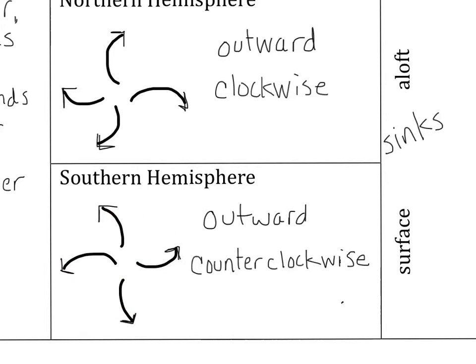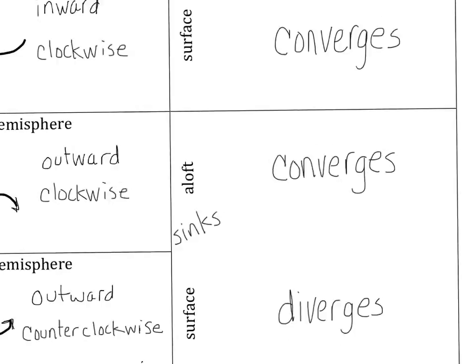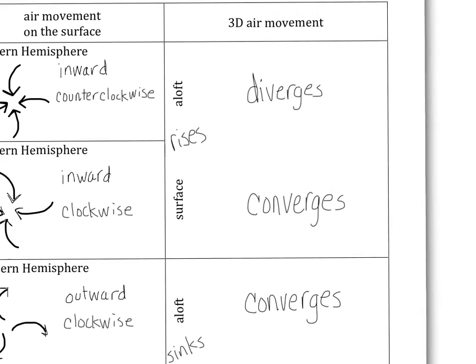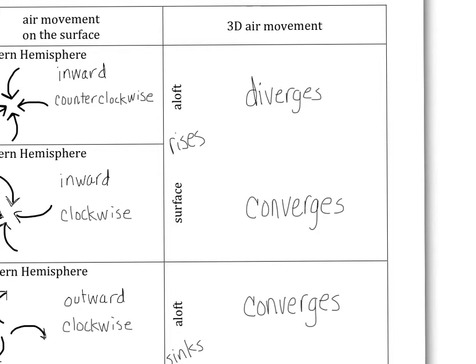So that's air movement just on the surface. But over here, we're going to look at in three dimensions what the air would be doing. So, in any hemisphere, for low pressure systems, the air is moving inward on the surface, then it's going to do the opposite up top. So, whereas it's going inward, and so we can say that the air is converging, or converges, then up here the air diverges. So, we're going to draw these in with representative arrows.